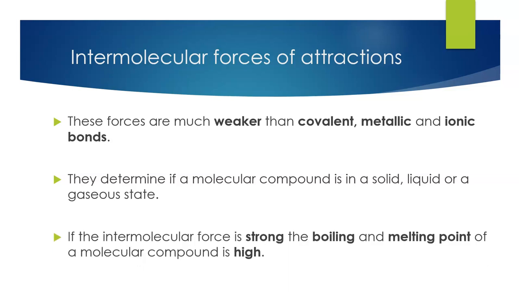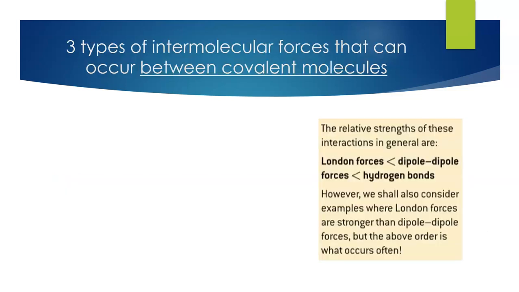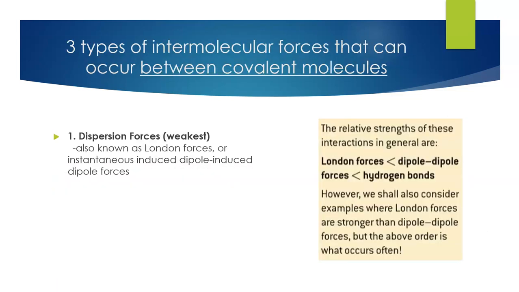If the intermolecular force is strong, then the boiling and melting points of the molecular compound are high. Okay, so it takes more energy to overcome those intermolecular bonds to change states, so we see higher boiling points and melting points. As I said, there are three types of intermolecular forces that can occur between covalent molecules.